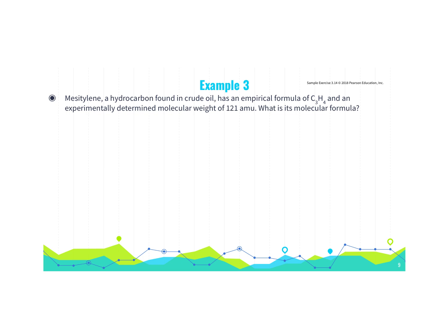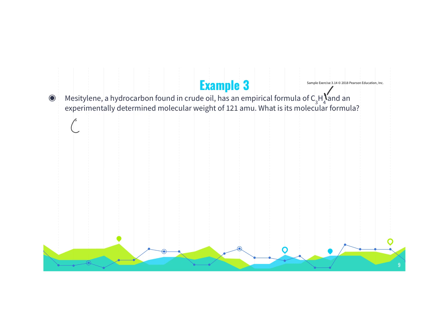So in this next example here, we have mesitylene, which is a hydrocarbon that's found in crude oil, has an empirical formula of C3H4, and an experimentally determined molecular weight of 121 AMU. And this question is asking us to find the molecular formula. And so using that process that I was showing on the last slide, what we can do is add up all of the atomic weights of our empirical formula here.